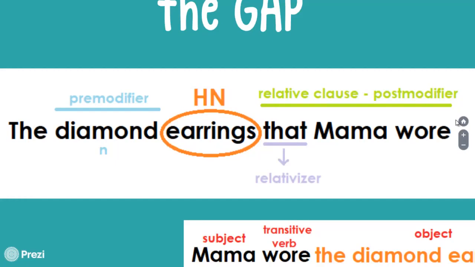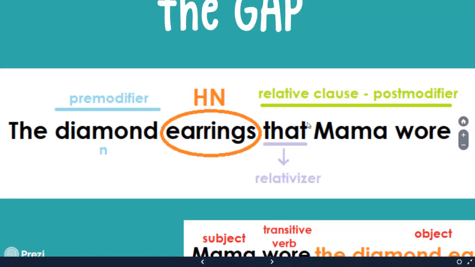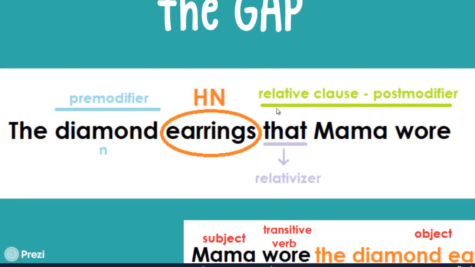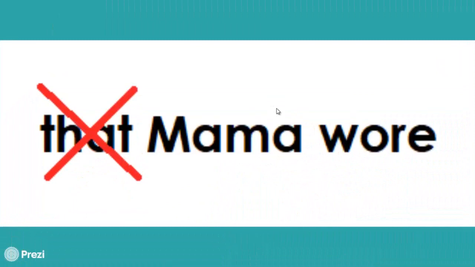In order to identify the gap position, we need to separate the relative clause from the major clause, as in the following. Please note that in this case, we only have the relative clause, that mama wore. Well, to find the gap, we need to remove the relativizer. So in this case, note that the intention is to remove the relativizer that, in which case we have the structure mama wore. Please note that in this new clause, we already have a subject, which is mama. We already have a verb, which in this case is a transitive verb, wore.